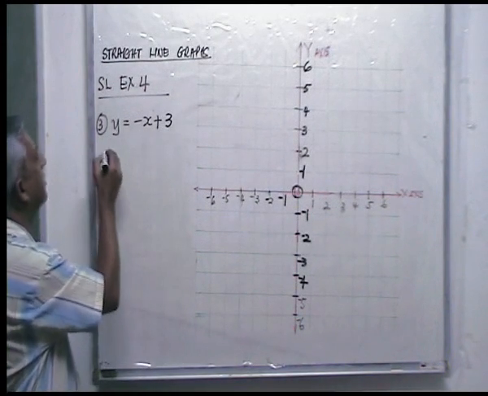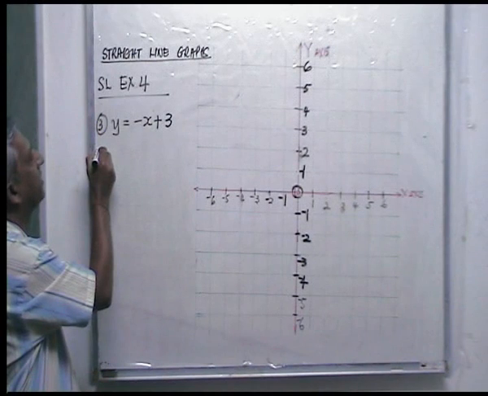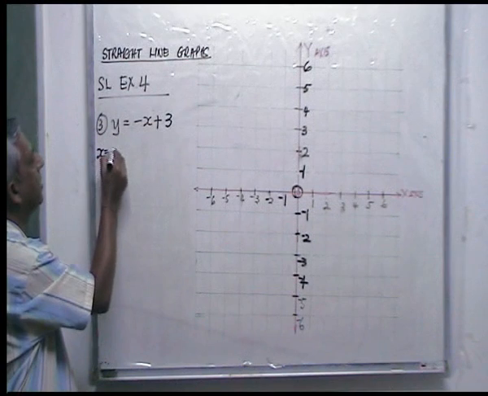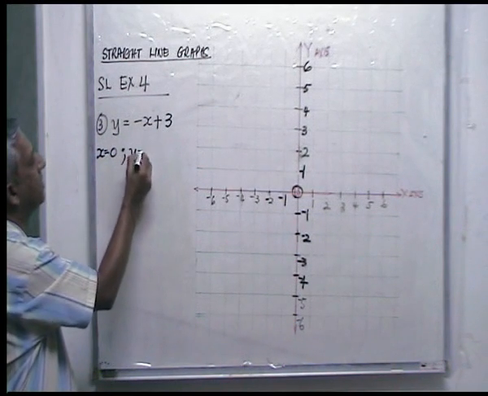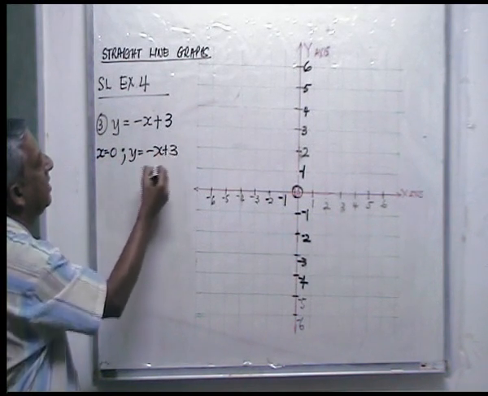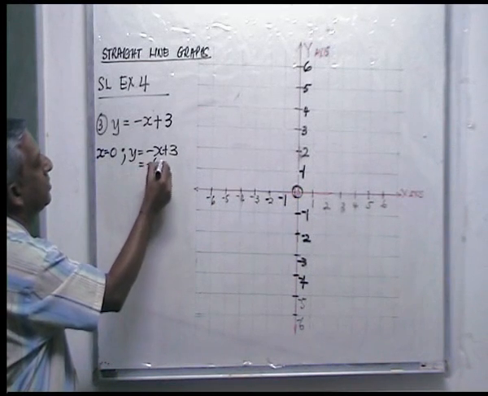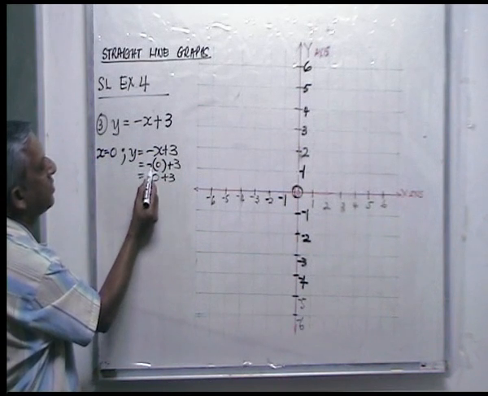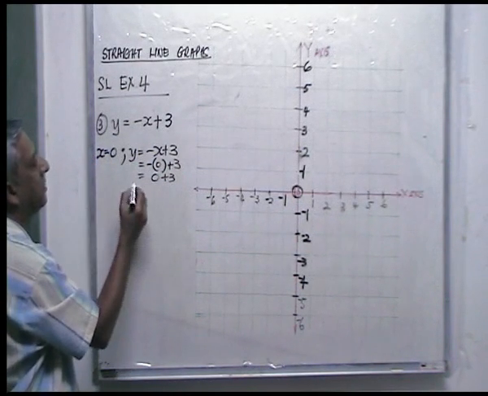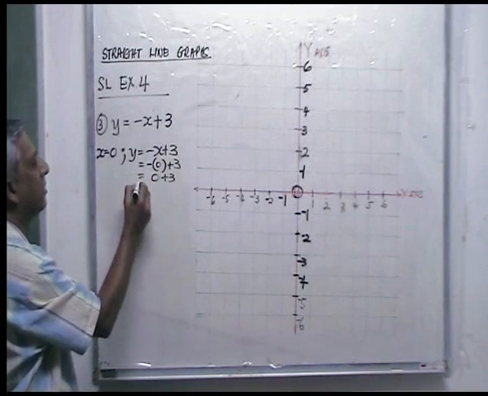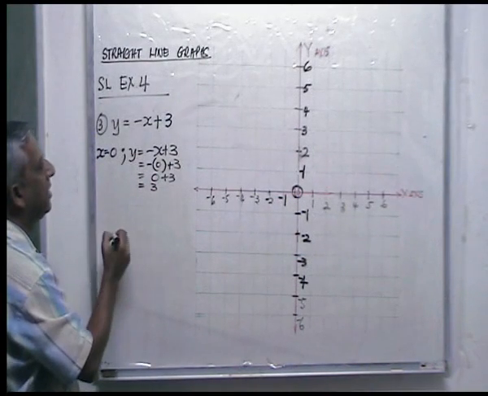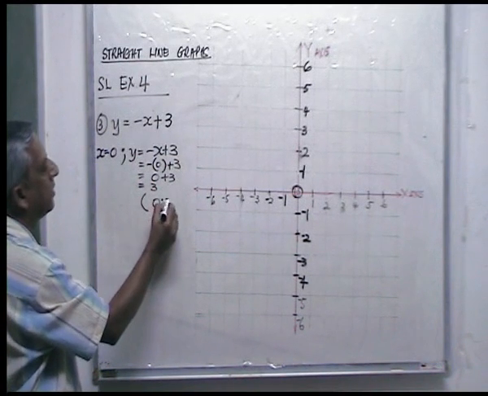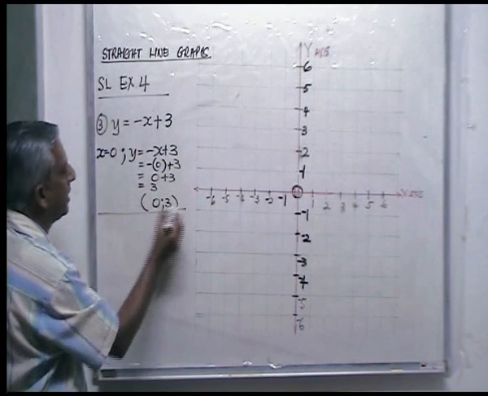Right, so here's number 3, y is equal to minus x plus 3. If x is 0, then y is equal to minus x plus 3. That will be minus into 0 plus 3. That is 0 plus 3. You see, minus 1 times 0 is 0. Right? 0 times any number is 0. Final answer is 3. So your first ordered pair is 0, 3.